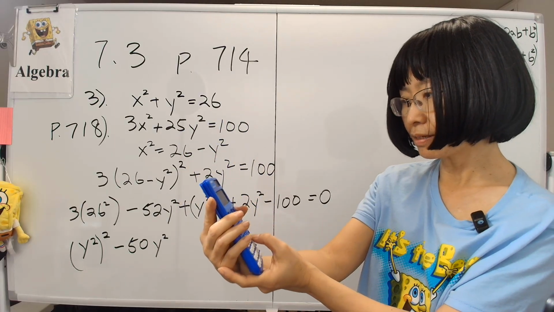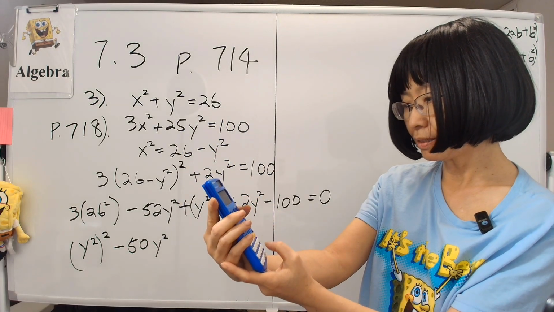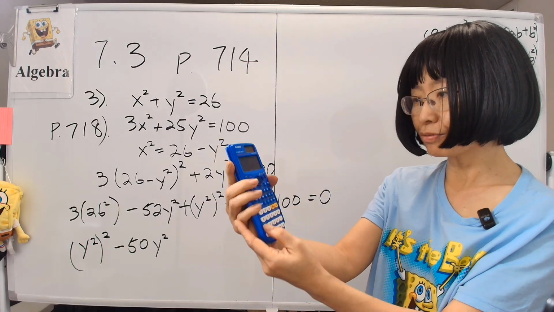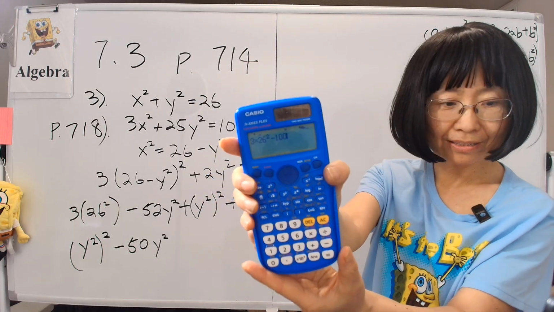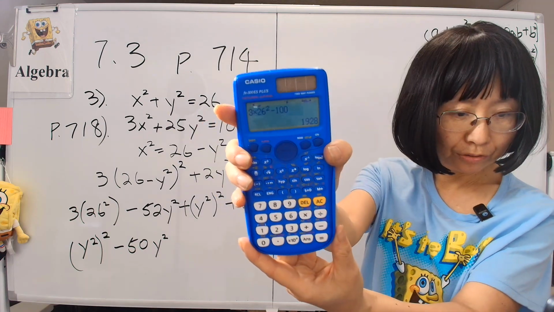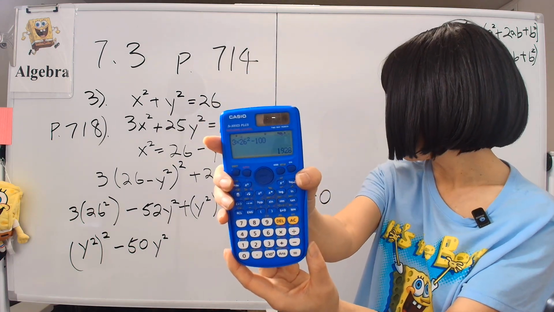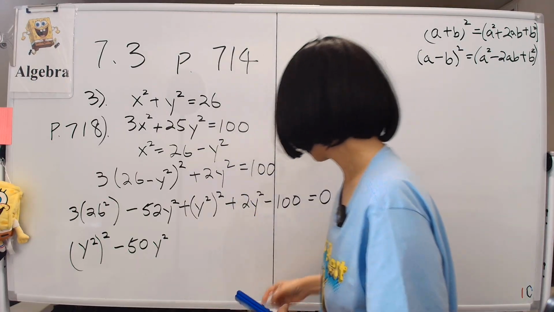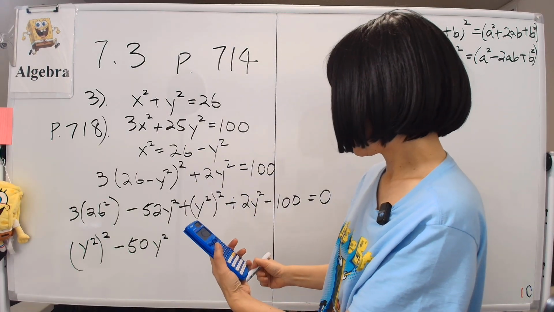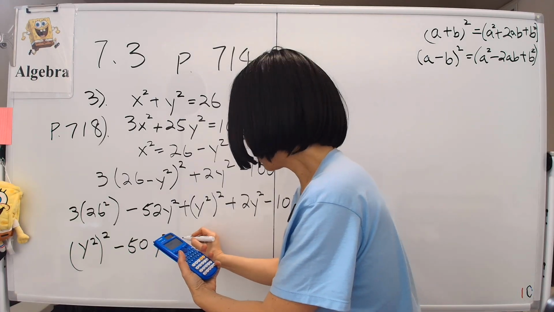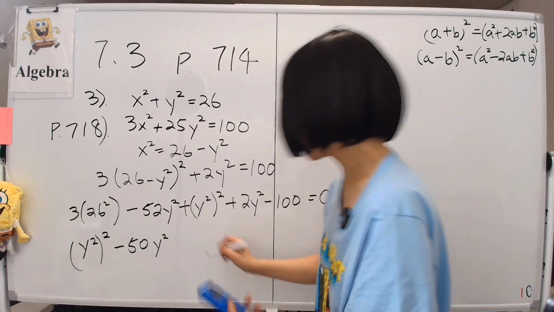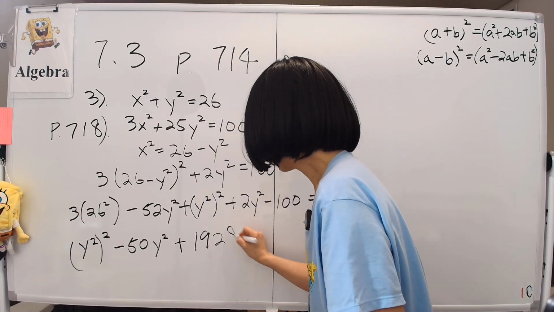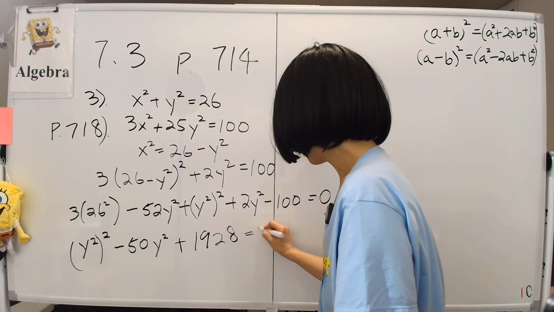No, I forgot to get out of the exponent. I need to get out of the exponent, then type in minus 100. Okay, like this, and that equals to what? Seriously? I guess that makes sense. So plus 1928, equals 0.